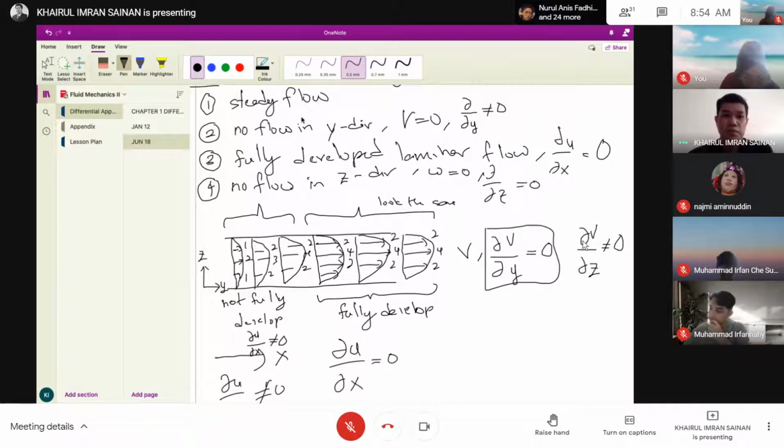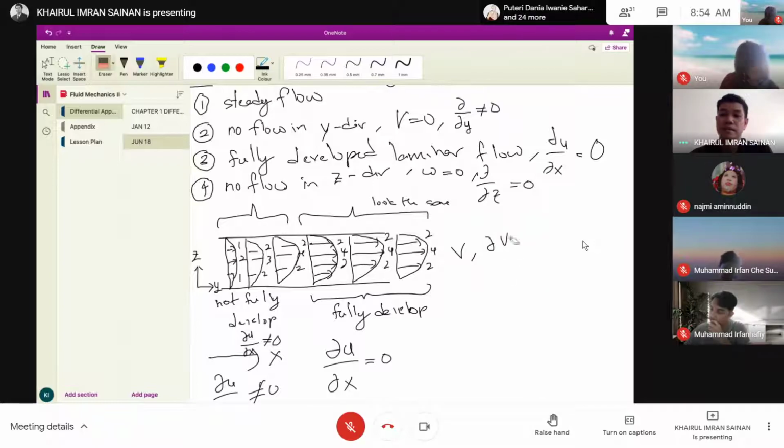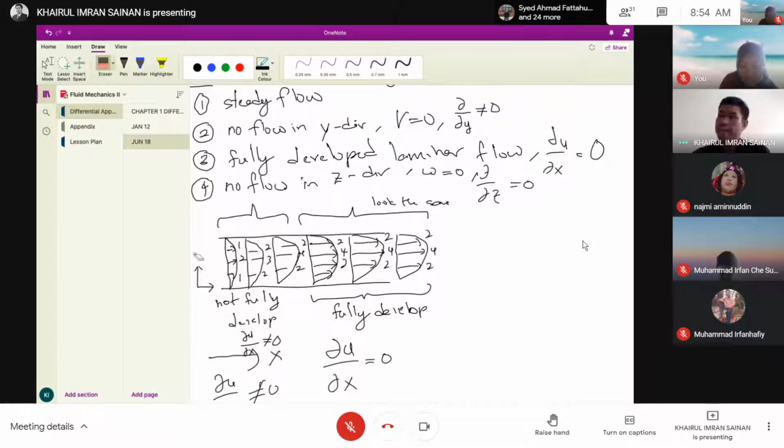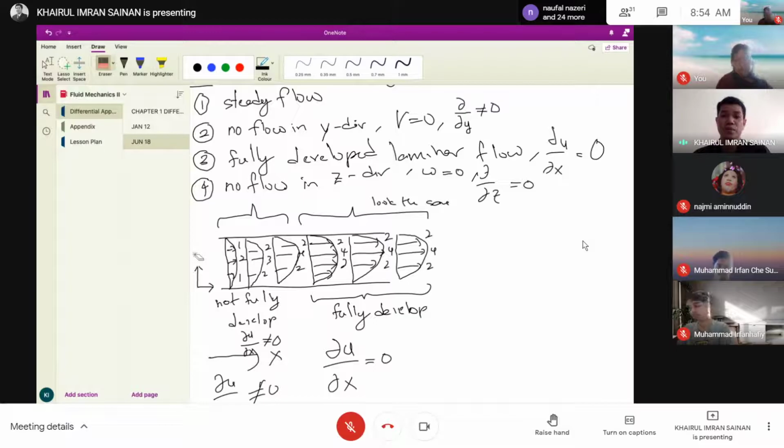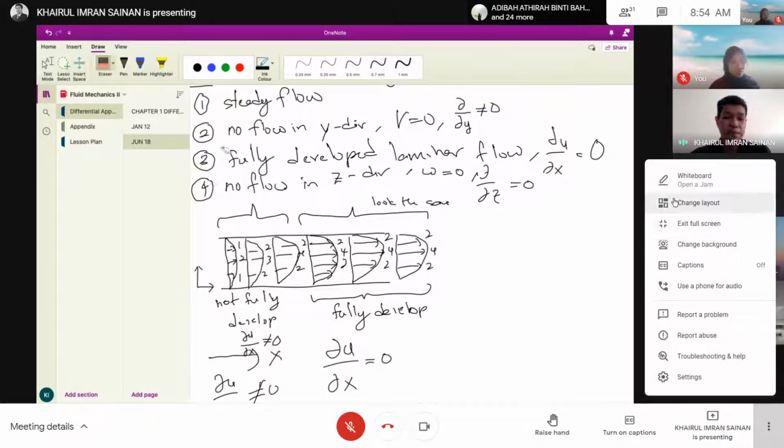Okay. So I change this back. You already understand. So take a look at the axes. Really important. What are the axes involved? Either x and y, or perhaps z and y, for example. So it's going to change. But still, number 1 should be steady. Number 3 should be fully developed laminar. And number 2 and 4 based on cases.